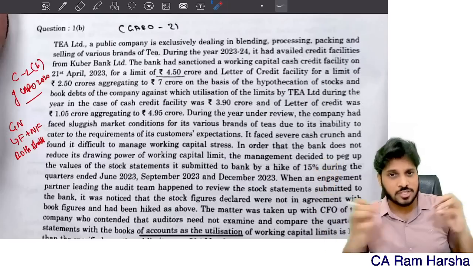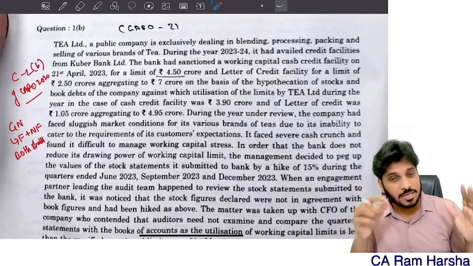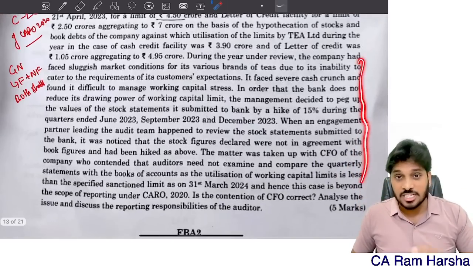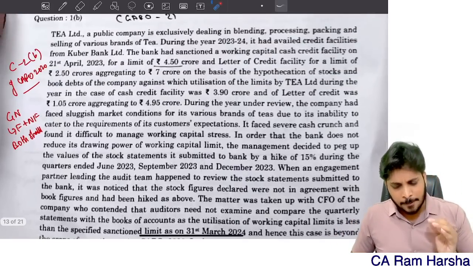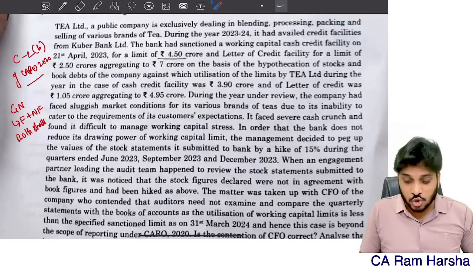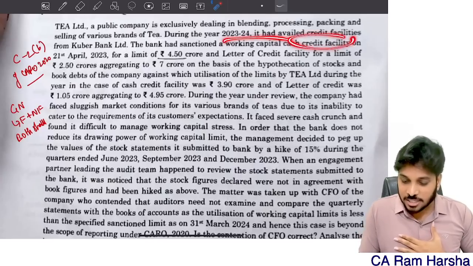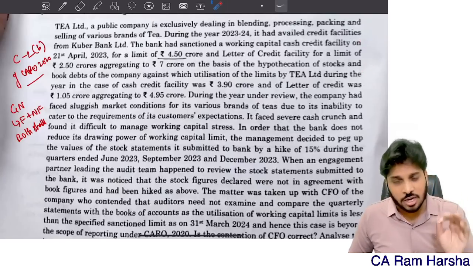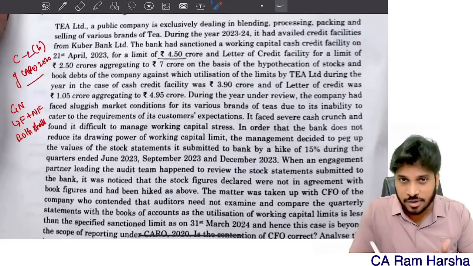So you need to first write the provision, and give an analysis that both funded and non-funded will be considered in the working capital facilities. Since the total limit is more than 5 crore, CARO clause number 2 is applicable. Accordingly, the auditor has to report what inflation the company did while filing with the banks. That's it. So it's a 5 marks question, and I feel 90% of the students miss to write this point: letter of credit is a non-funded facility and cash credit is a funded facility, and both will be considered in the working capital limit. To the best of my knowledge, 1 or 2 marks weightage might be given for writing this funded and non-funded point.